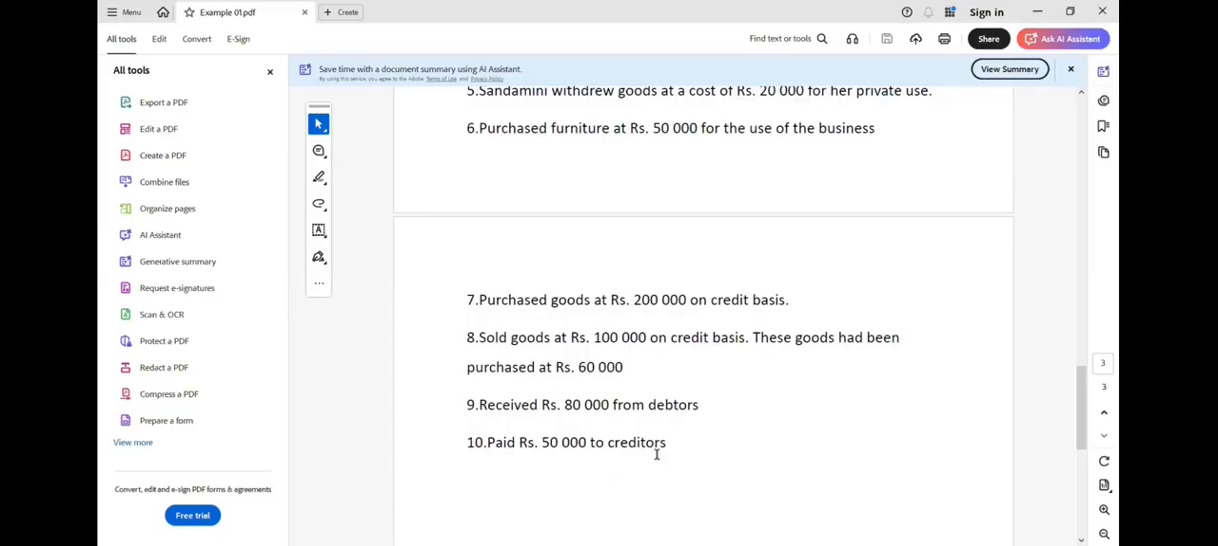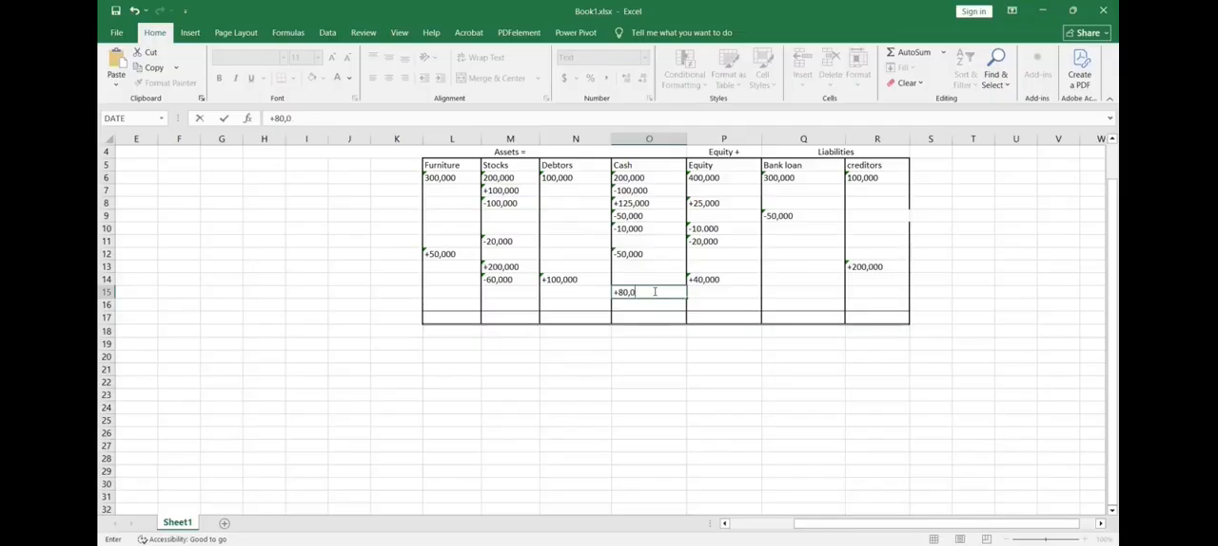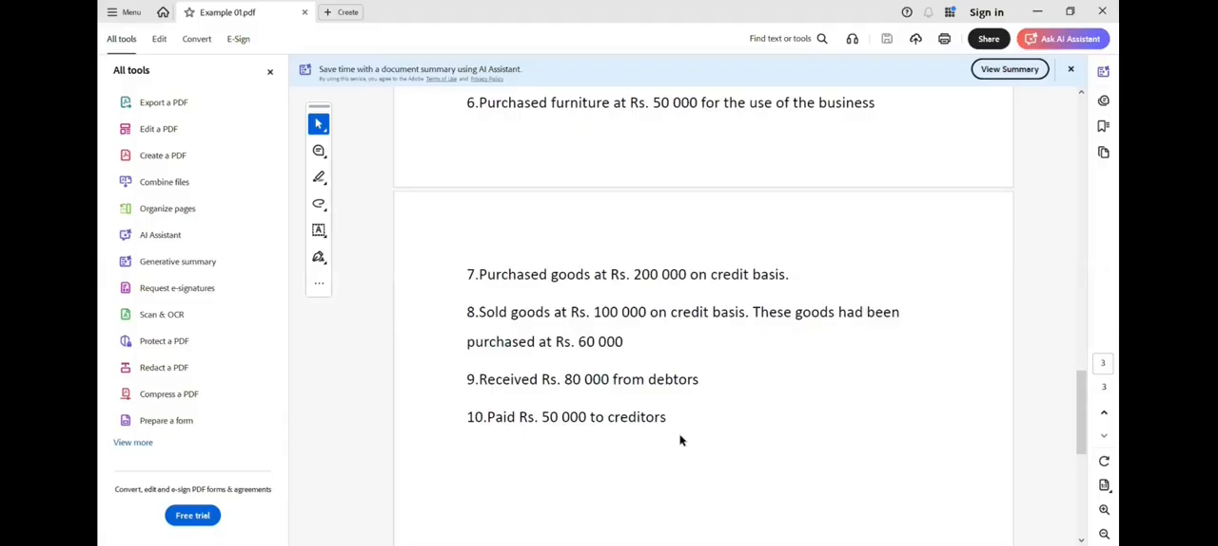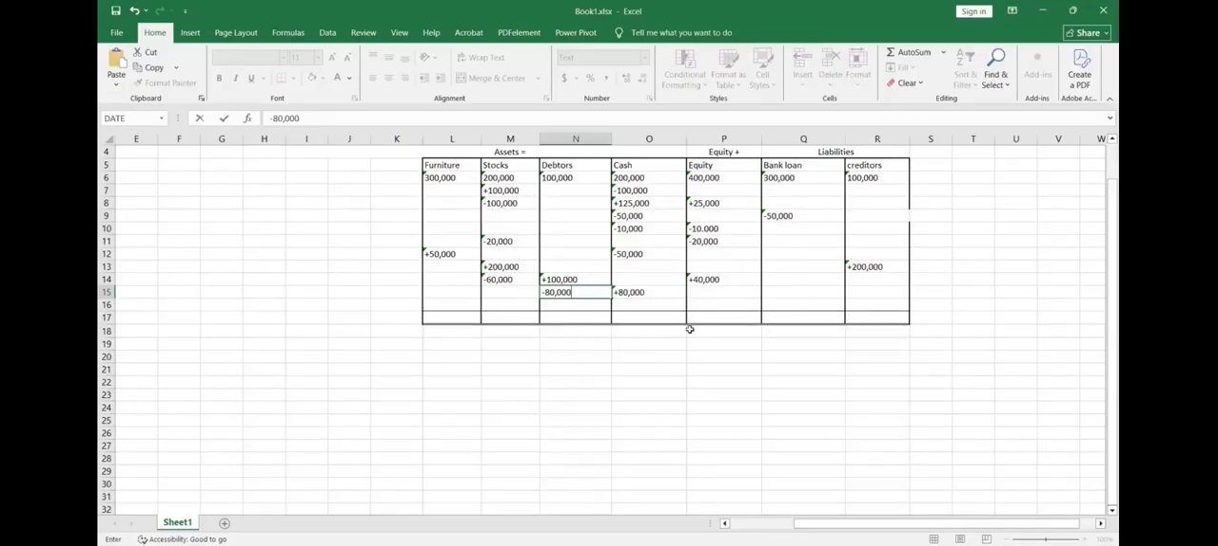Next, received 80,000 rupees from debtors. Received cash. Cash balance increases by 80,000. Debtors balance decreases by 80,000. Paid 50,000 to creditors. The cash amount should be decreased by 50,000. We pay money to our creditors, so our liability decreases by 50,000.